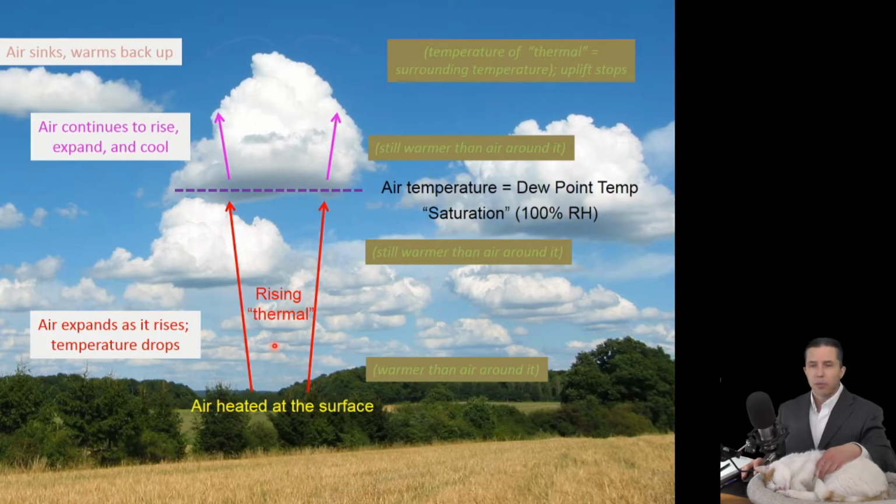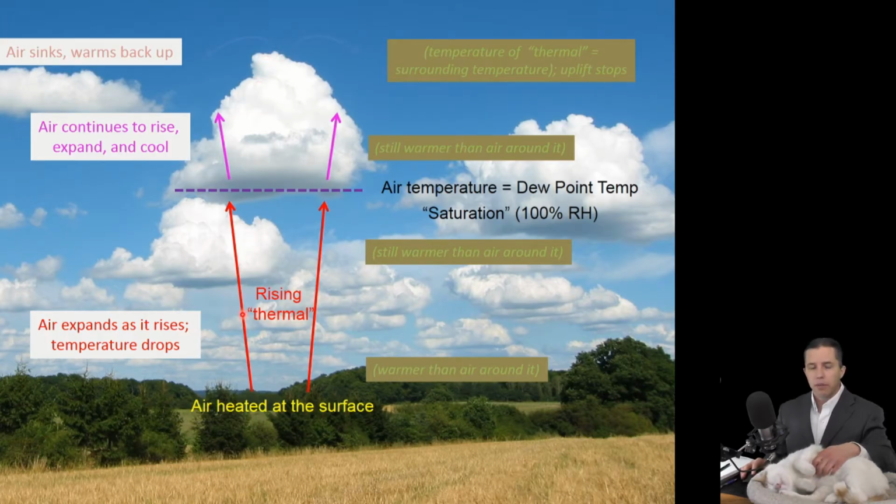As they rise, they expand. As they expand, they cool. And eventually that air is cooled down to its dew point. And when that happens, you get a saturation of the air, and the relative humidity is 100%. From that point forward, you have a cloud, and whether or not the air continues to rise just depends on whether or not it's still warmer than the air around it. So this lecture basically focuses on the question of what happens if this cloud continues to grow.